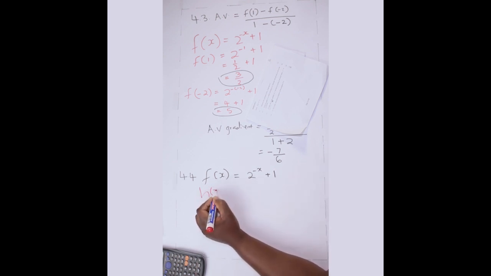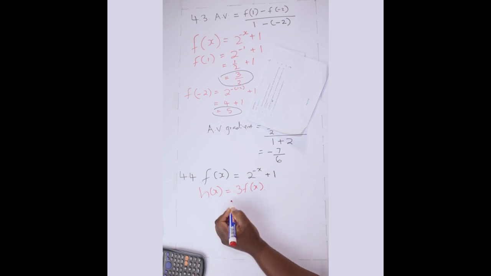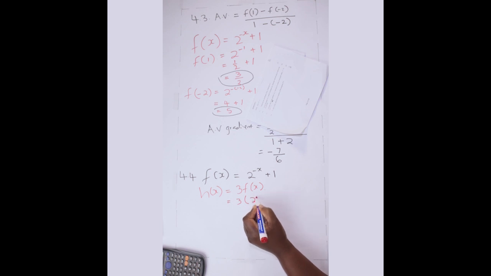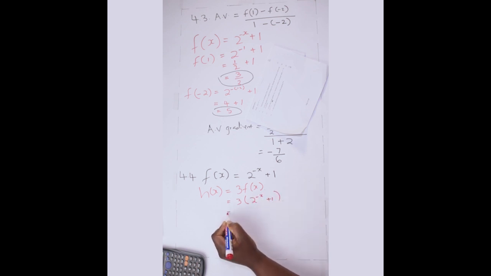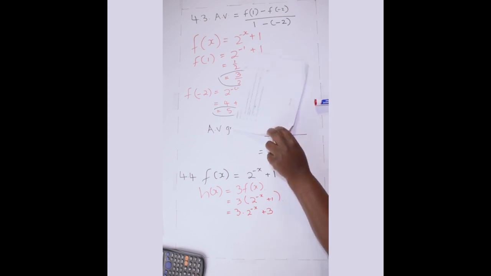I will have h of x equals to 3 times f of x, which now will be equal to 3 into, now you put a bracket to multiply your f of x, 2 to the negative x plus 1. If you multiply out, you will see you'll have 3 multiplied by 2 to the power of negative x plus 3. Now the question wanted you to find what? To write down the equation of the asymptote.